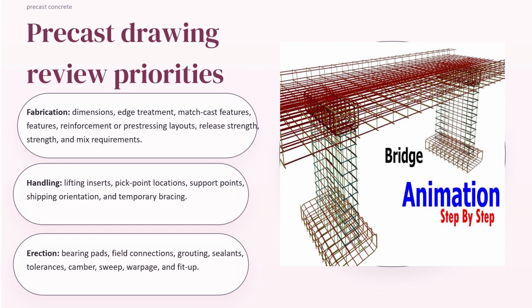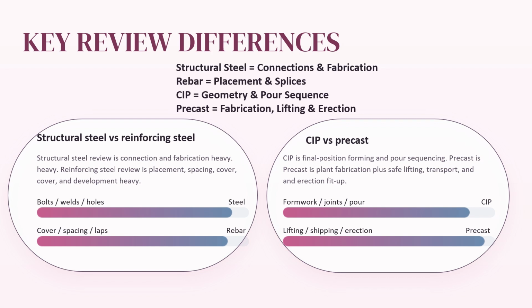Next, let's move on to another slide. Key review differences: structural steel is connection and fabrication, rebar is placement and splices, CIP is geometry and pour sequence, precast is fabrication, lifting and erection.